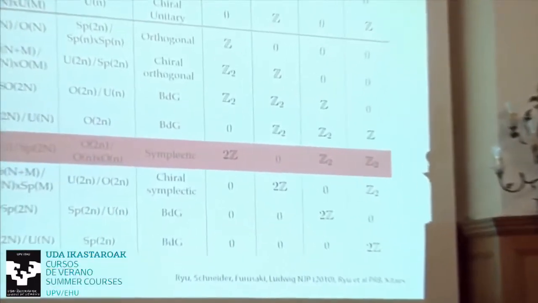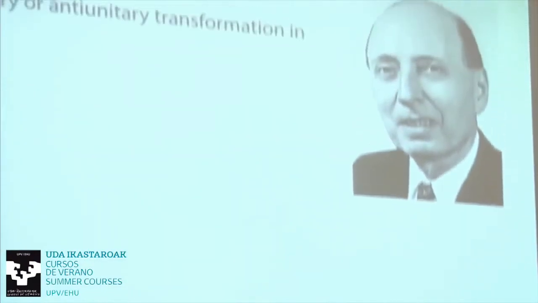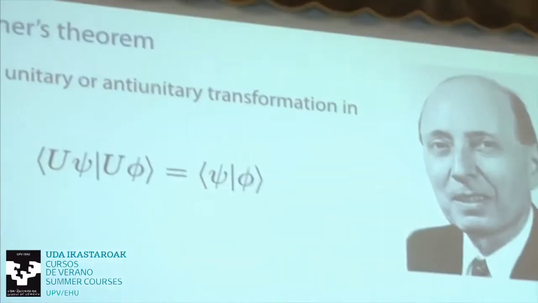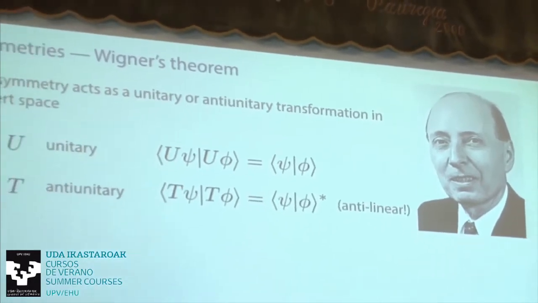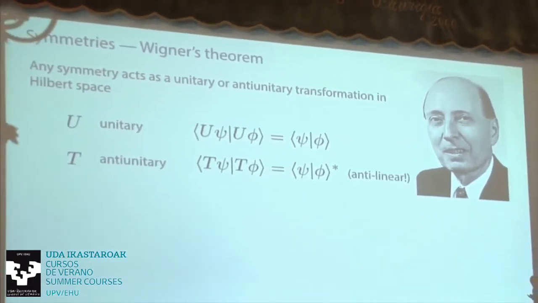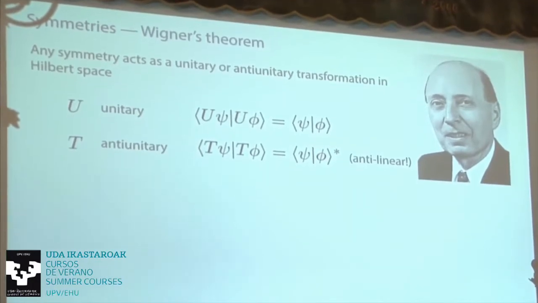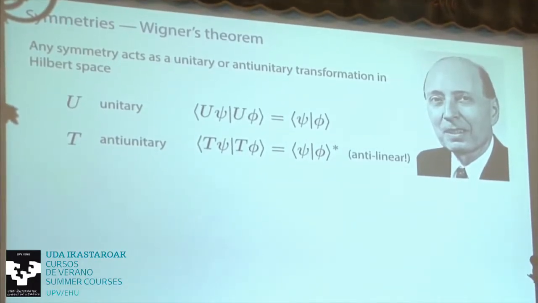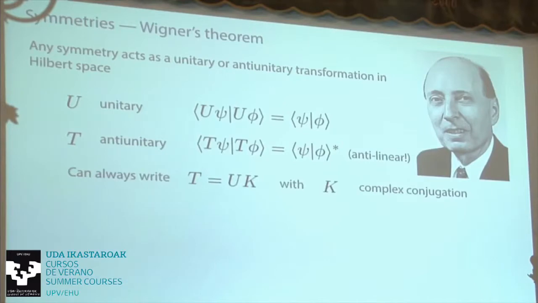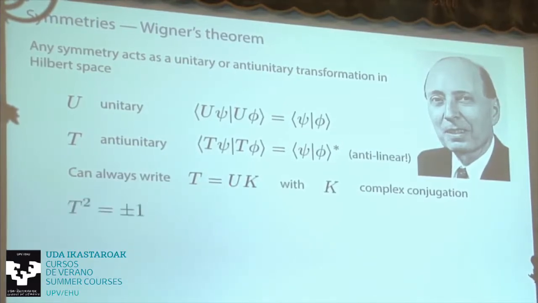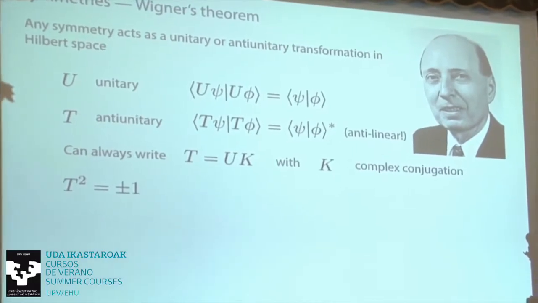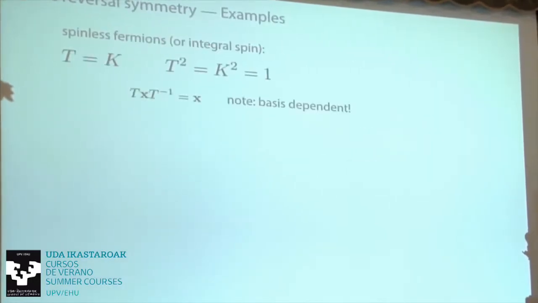Okay. So time reversal. Thankfully, I don't have to do this; I can do this very quickly. There are 2 types of symmetries, unitary and anti-unitary. This I will use later. So this is the definition that you already saw earlier today: we can always write time reversal as a unitary times complex conjugation, and the time reversal squares to plus or minus 1.